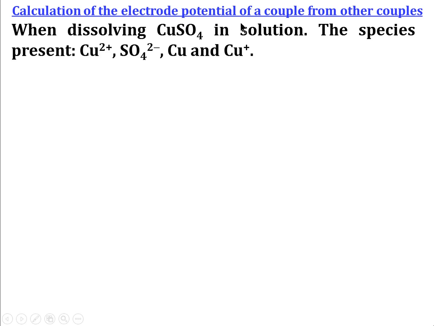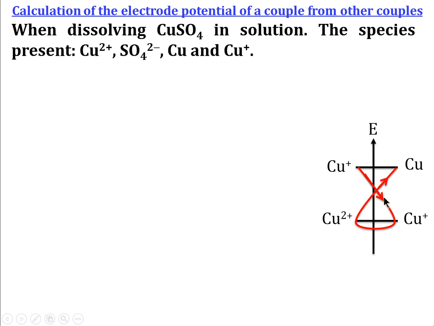Calculation of the electrode potential of a couple from other couples of the same family. For example, when dissolving CuSO4 in solution, the species present are Cu2+ and SO4 2- obtained by the direct dissolution of CuSO4. Then Cu2+ may be transformed to Cu, or Cu2+ transformed to Cu+. So the species present are Cu2+, Cu+, Cu, and SO4 2-.